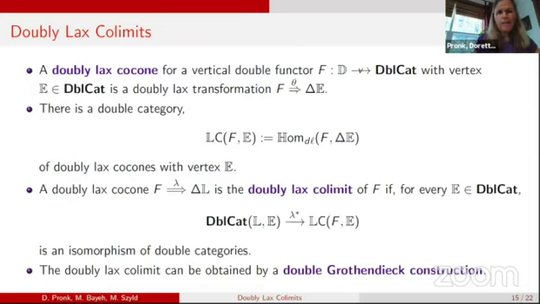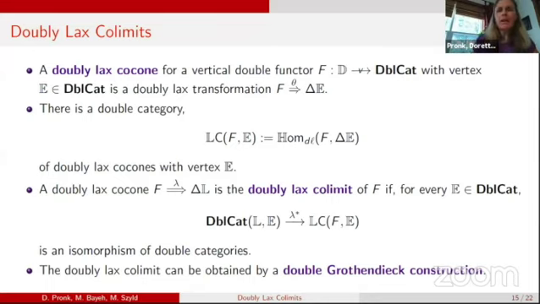So we can now define doubly lax cocones as doubly lax transformations from the given vertical double functor F into the diagonal on a given double category E. And because the transformations between two vertical double functors form a double category, we can say then that there is a double category of cones under F with vertex E.